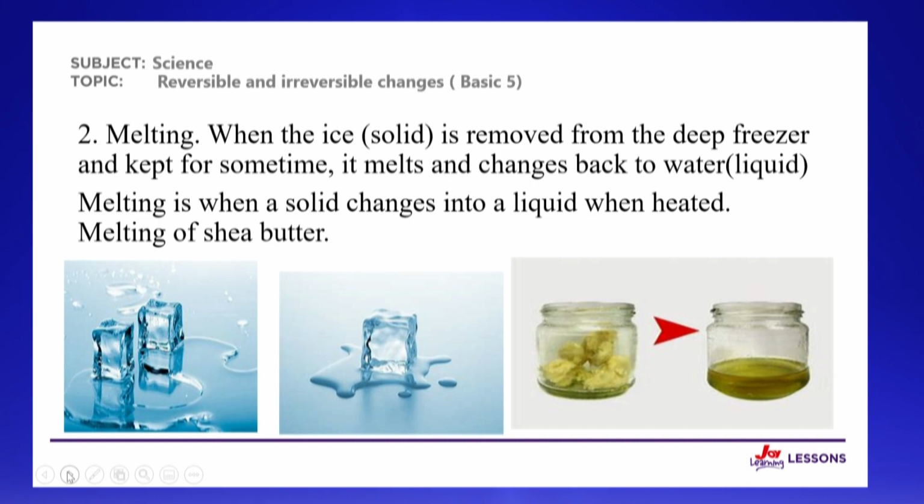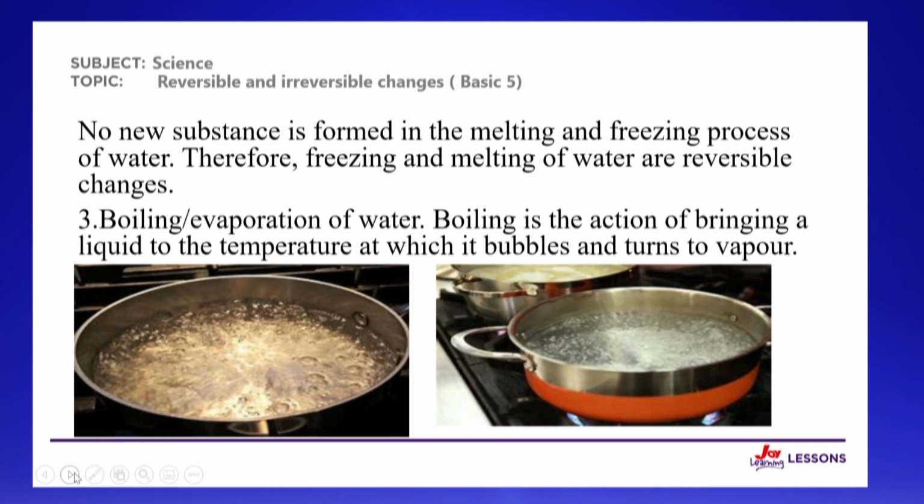Good. So we say reversible change is a change in a substance that does not result in the production of a new substance. It's a change that you can reverse to its original state. So no new substance is formed in the melting and freezing process of water. Therefore, freezing and melting of water are reversible changes. No new substance is formed over there.